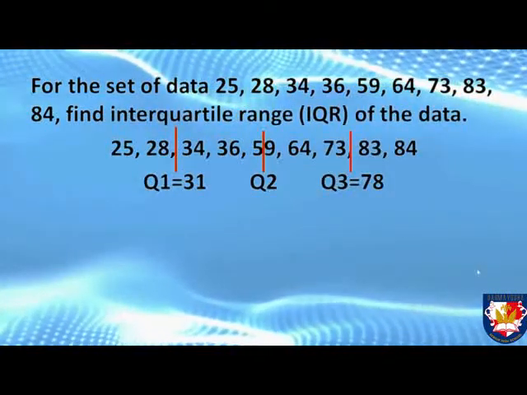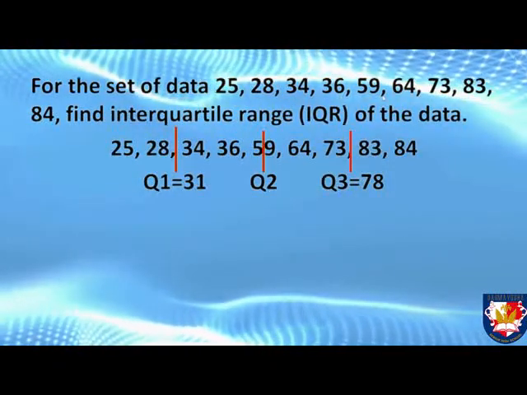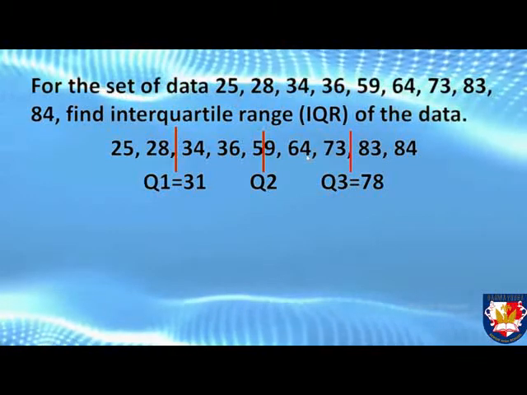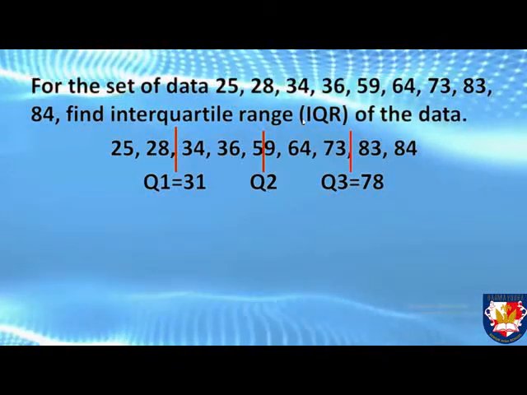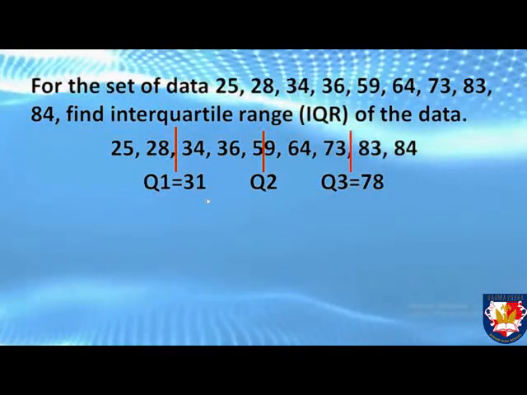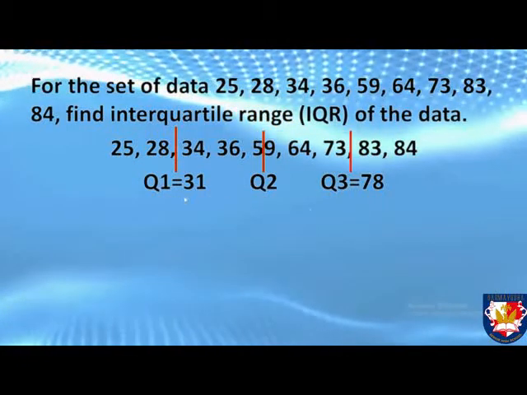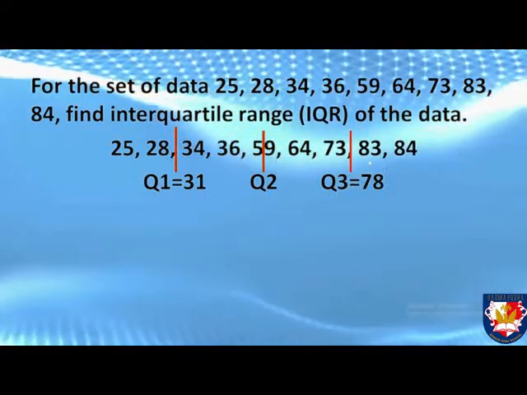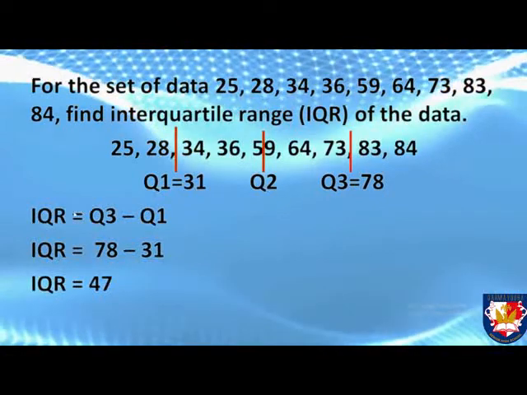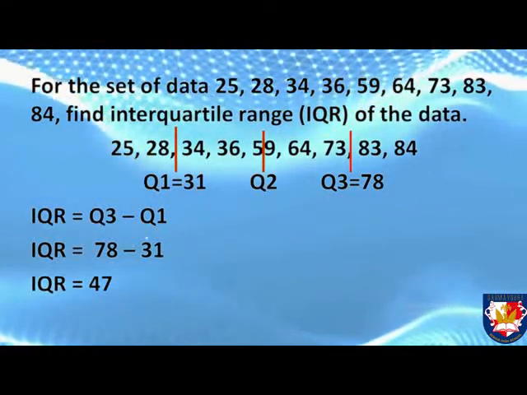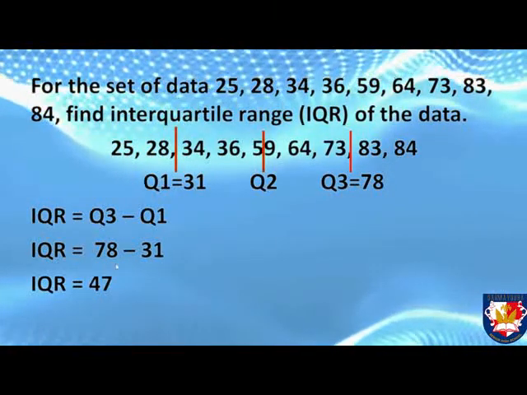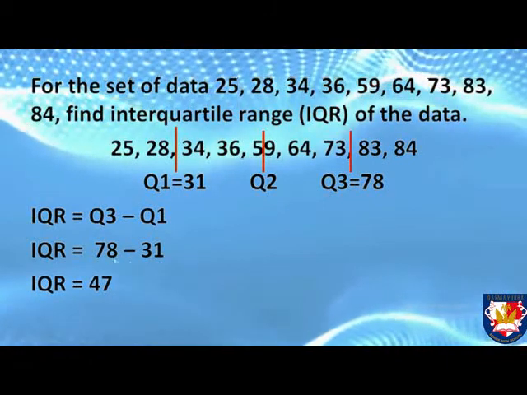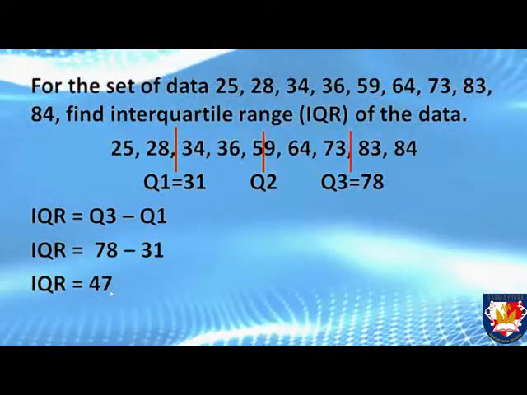And then for the same set of data, find the interquartile range of the data. As we have found before, Q1 equals 31 and Q3 equals 78. So the interquartile range is Q3 minus Q1, equal to 78 minus 31. So the IQR, or the interquartile range, is 47.